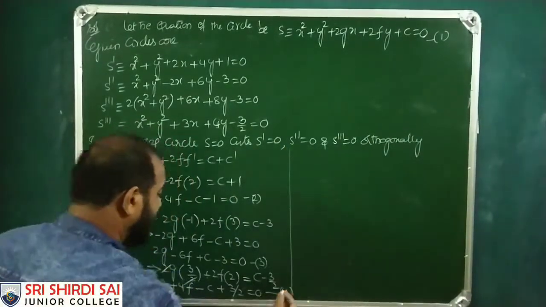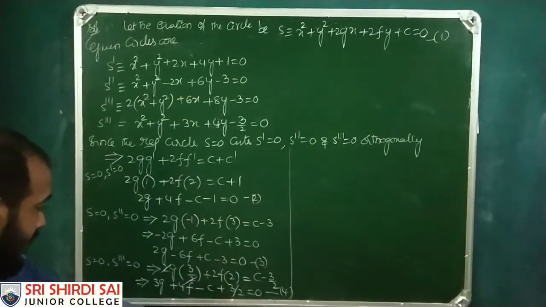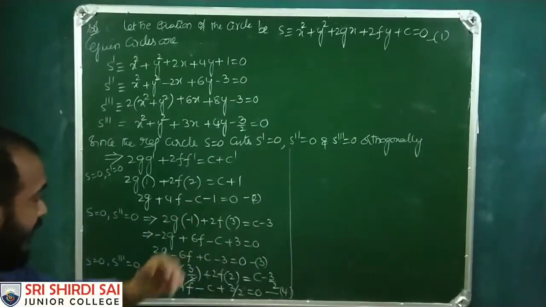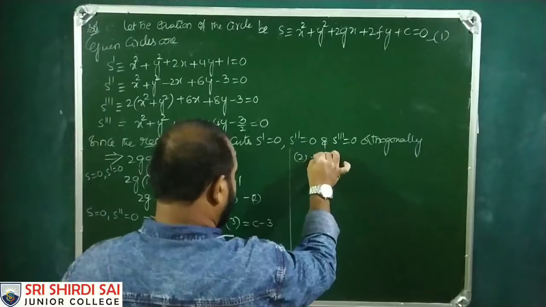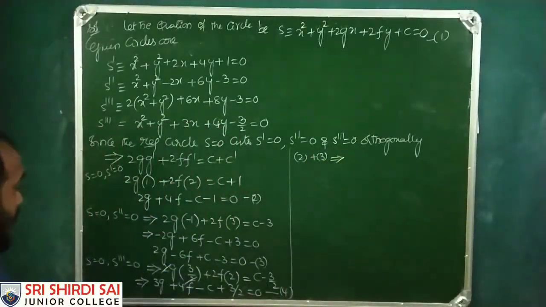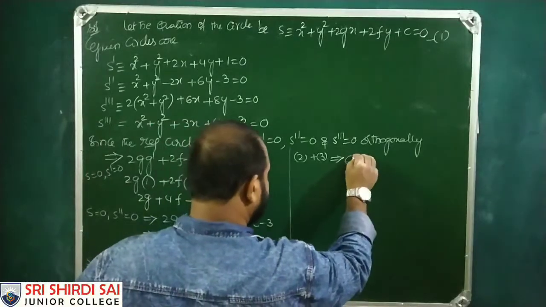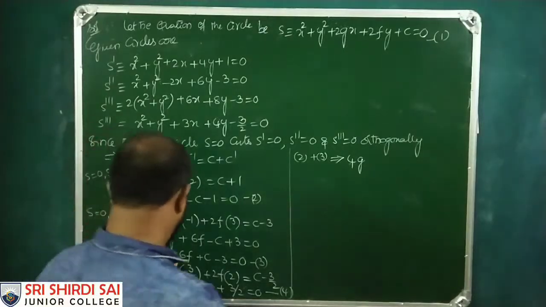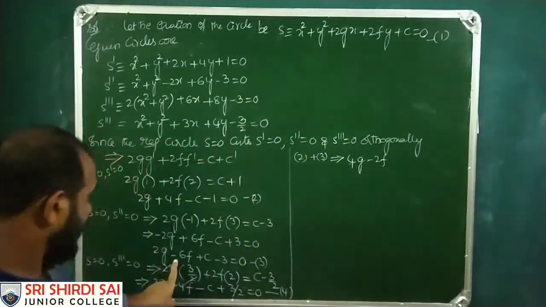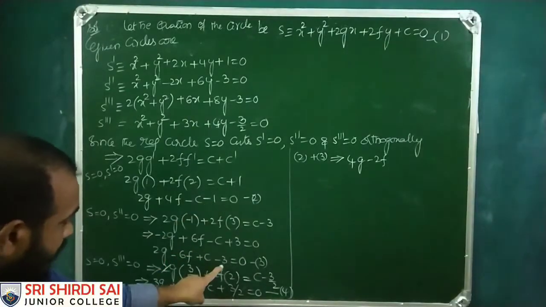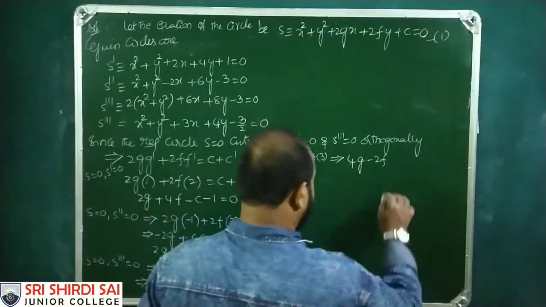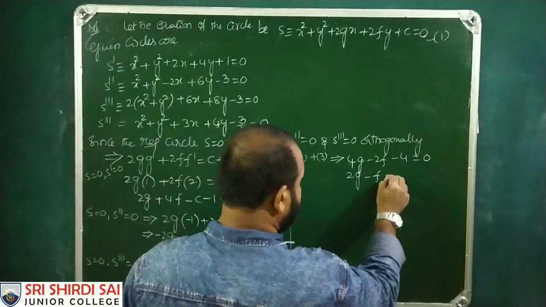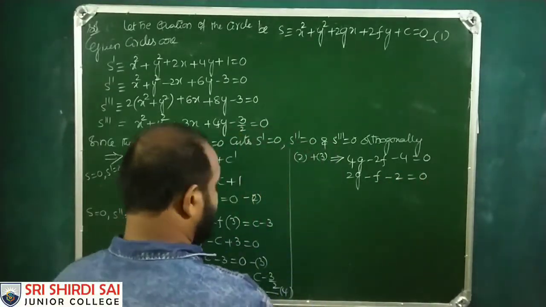Now what I am doing is, third equation and second equation I will add, then minus c plus c will be cancelled. So second plus third gives rise to 2g plus 2g is 4g. Next 4f minus 6f is minus 2f, minus c plus c gets cancelled. Minus 1 minus 3 is minus 4 equals 0. So 2g minus f minus 2 equals 0. So this is the fifth equation.